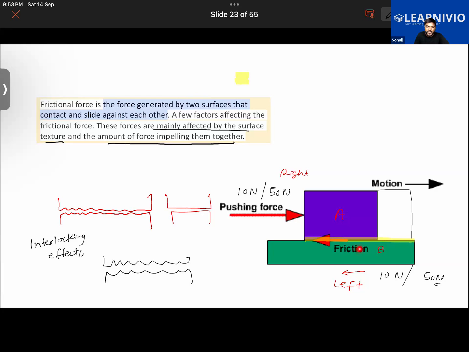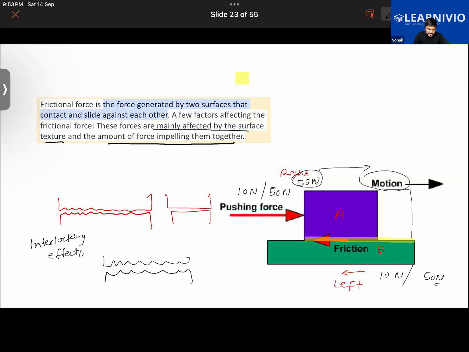But there may come a time that, let us say, the frictional force has reached its maximum. Let us say the maximum frictional force that will be offered by this object will be 50 Newton. But after that, if I were to apply a force of 55 Newton, then the body will come into a state of motion. It will now start to move.